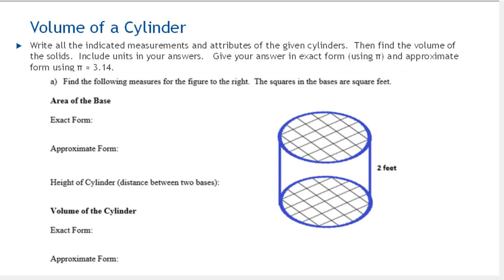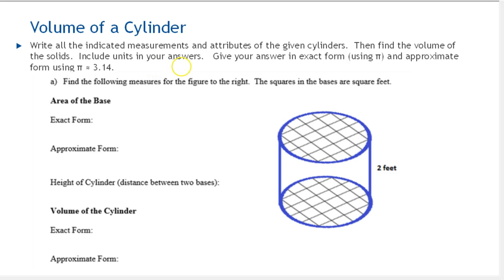In this video, we're going to find the volume of cylinders. A cylinder is similar to a prism in that it has two parallel bases. However, the bases with a cylinder are circles. Write all the indicated measurements and attributes of the given cylinders, then find the volume of the solids.